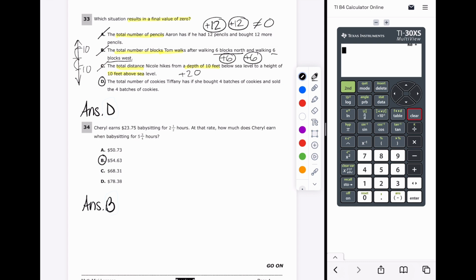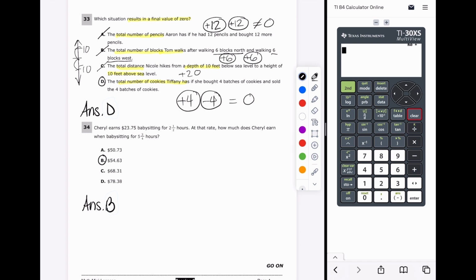And D, which we know already is the right answer, is the total number of cookies that Tiffany has. She bought 4 batches, so +4, and she sold 4 batches, which I can represent with a -4. That would give me a 0 because now she doesn't have any cookies. So that's why D is the answer.